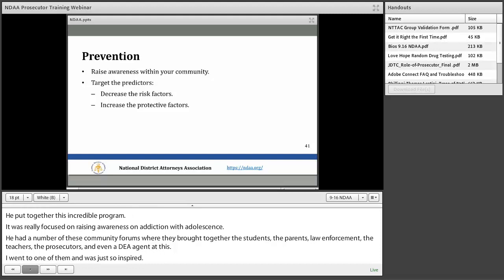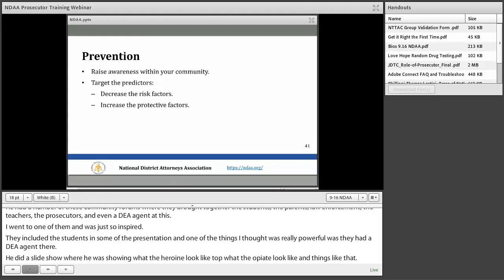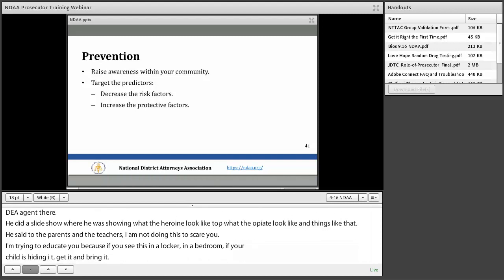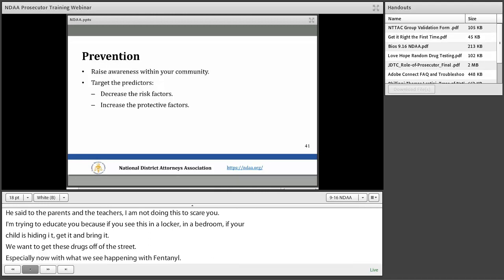And one of the things that I thought was really powerful as well is they had a DEA agent there. He did a slideshow showing what the heroin looked like, what the opiate looked like, and things like that. And he said to the parents and the teachers, I'm not doing this to scare you. I'm trying to educate you, because if you see this in a locker, or in a bedroom, if your child is hiding it, get it and bring it. We want to get these drugs off the street. Especially now with what we see happening with fentanyl, he said, I'm not interested in arresting you or your kid. The goal now is to get these off the street. So I really think that's really important.